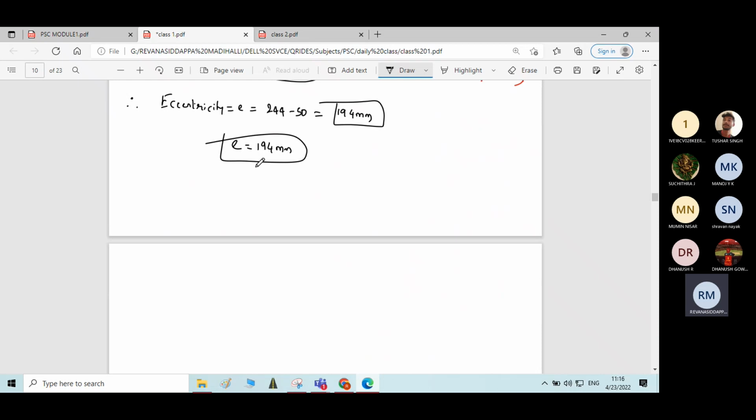Now section modulus. To calculate section modulus, you should know moment of inertia I, because section modulus Z is equal to I by Y. So we will calculate moment of inertia initially. Then using that moment of inertia I, we can calculate the section modulus Z. Okay. Now moment of inertia.